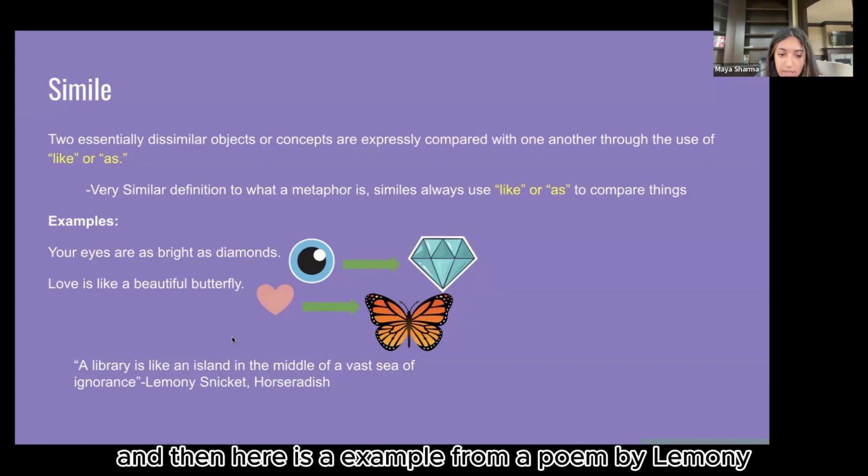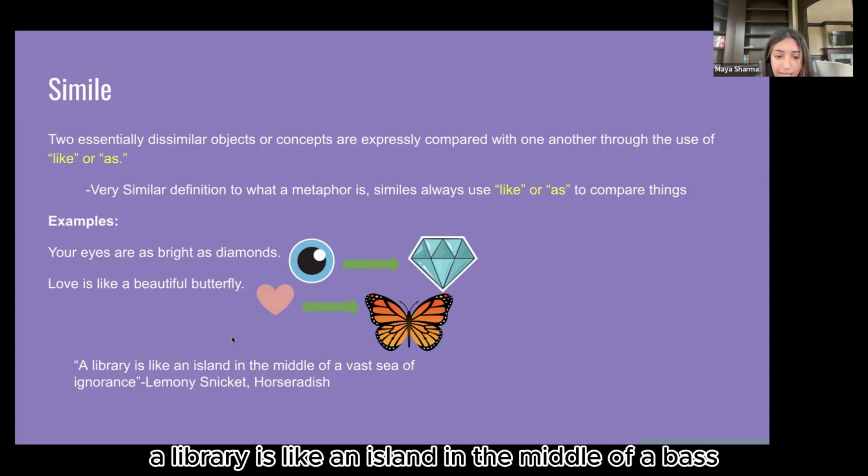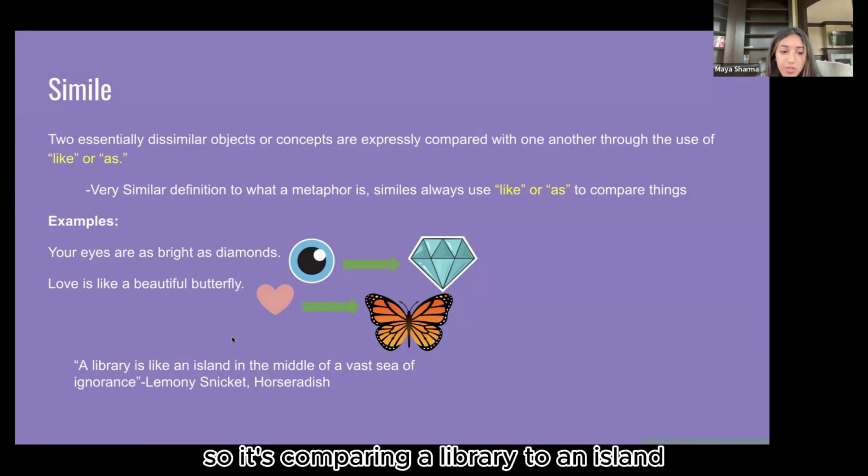And then here is an example from a poem by Lemony Snicket, Horseradish. A library is like an island in the middle of a vast sea of ignorance. So it's comparing a library to an island.